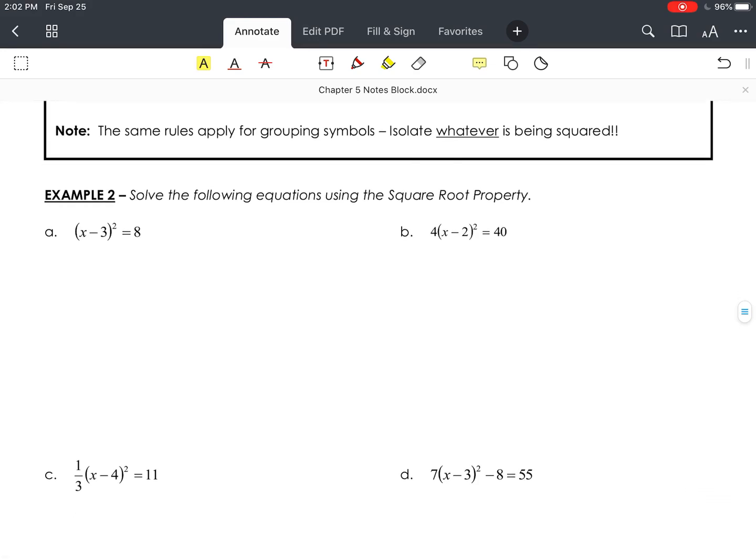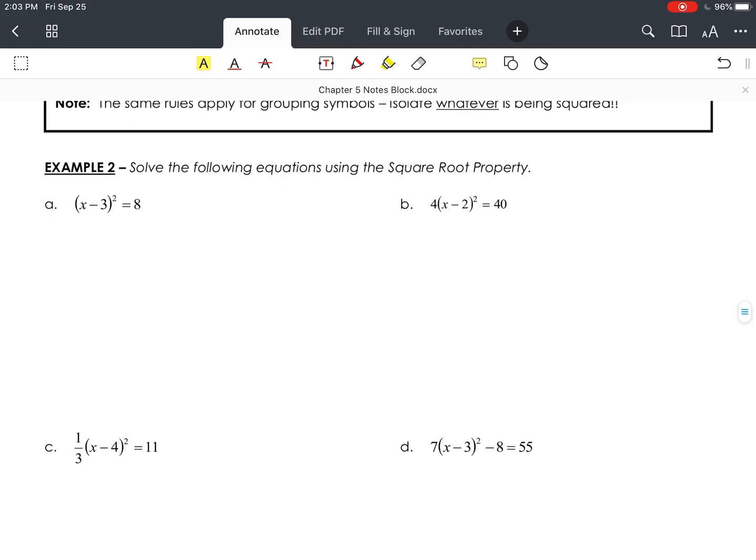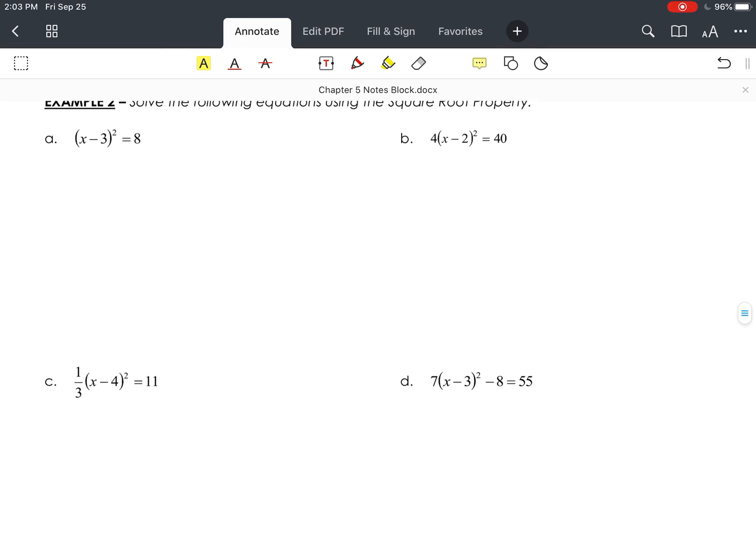But we can have them with parentheses as well. So the same rule applies. You need to get the grouping symbol by itself. So whatever is being squared needs to be by itself. In example 2a, my term x minus 3 is being squared. It's by itself. The squared term, the parentheses, are by itself. So I can just take the square root of both sides.